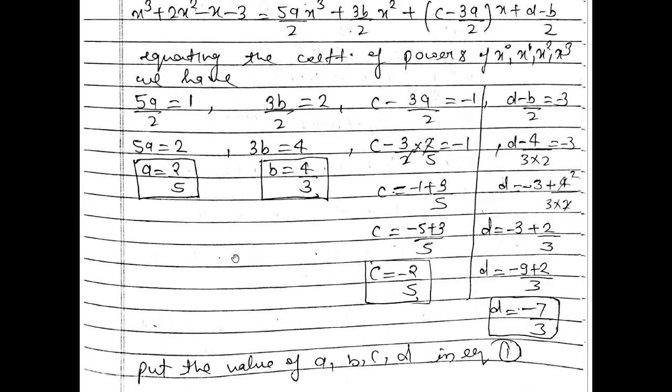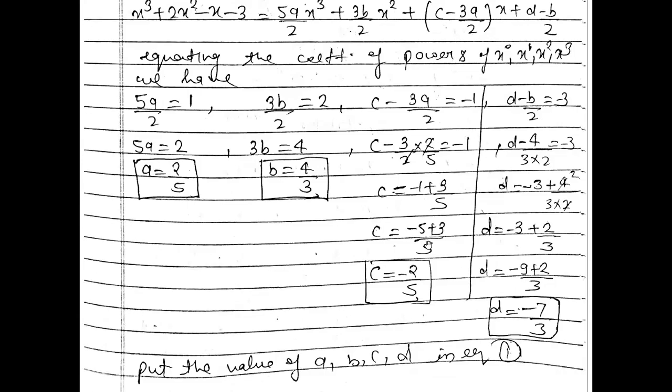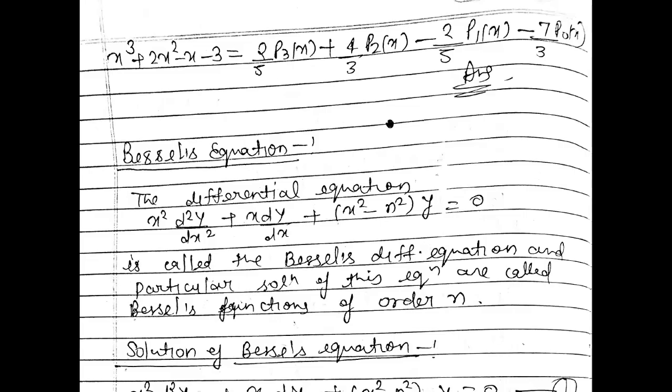So you have all your values a, b, c, d. Then put the values of a, b, c, d in equation 1 here. Then this expression is your final answer. This expression is in the form of Legendre polynomials. So this is your final answer.